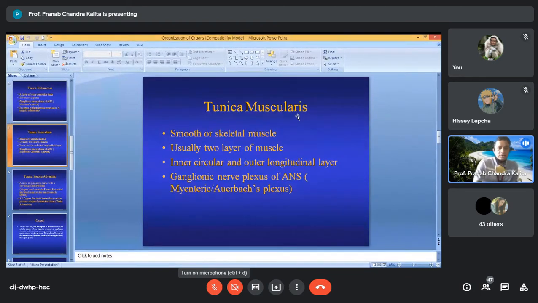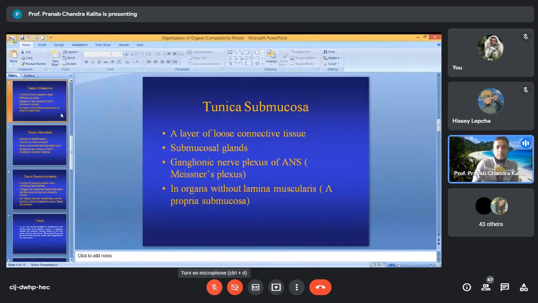Now the functions, starting with Tunica submucosa. Here you will find mostly loose connective tissue. This layer helps in the defense and protection of that particular organ. Loose connective tissue means many cells, phagocytic cells you will find. So it is mainly to protect the particular organs.